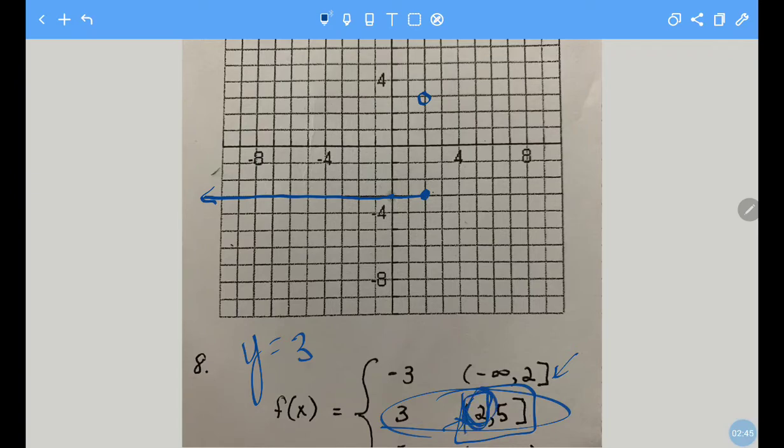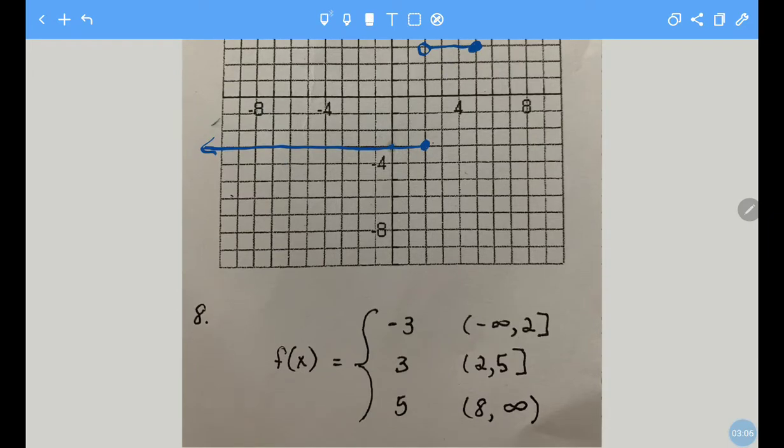Can you see that down here? And then we're going to go to 5, which is right here. So I'm going to fill that circle in because the bracket means I include it. Okay? So first one is here, second one is there.